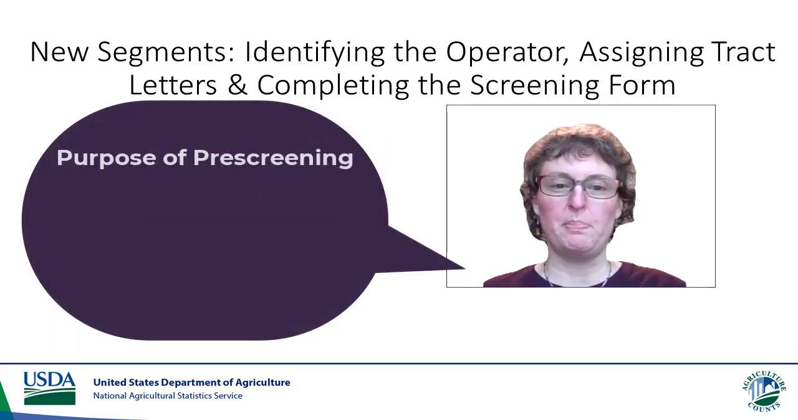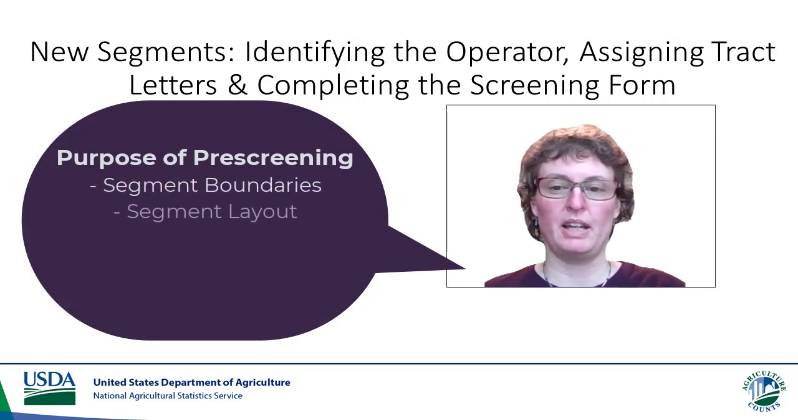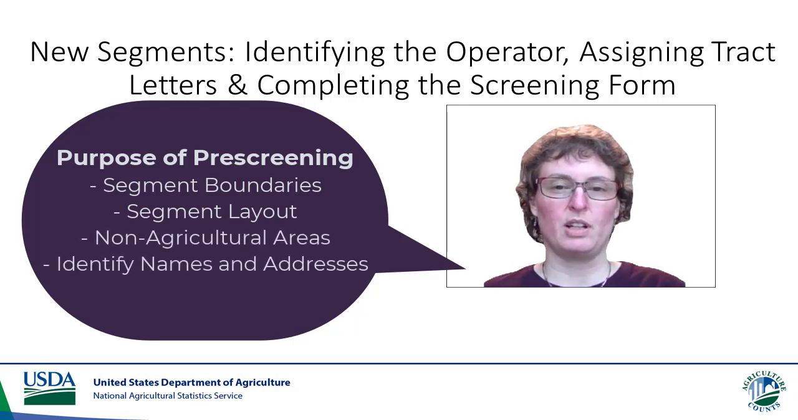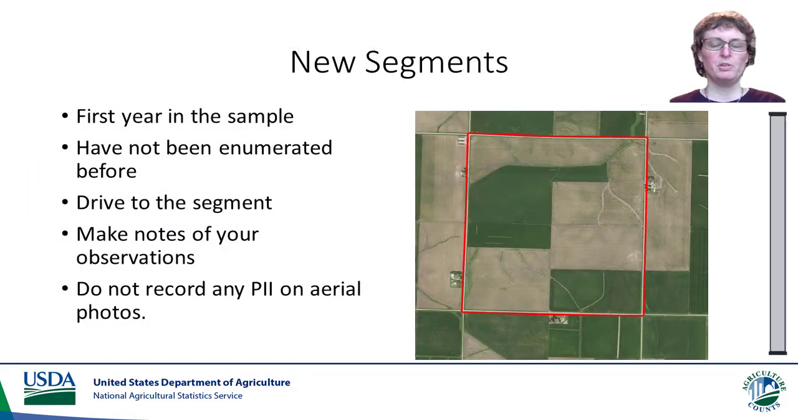As a reminder, the purpose of pre-screening is to become familiar with the segment boundaries, segment layout, complete the information for non-agricultural areas, and identify names and addresses of possible contacts. New segments will start with a blank slate. On the aerial photo shown, only the segment boundary will be identified. There won't be any tracks drawn off.